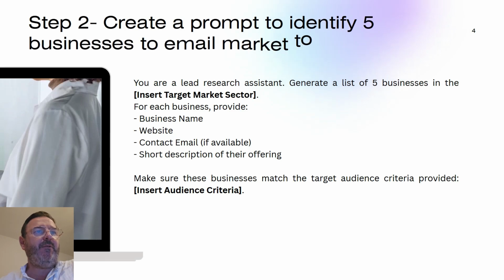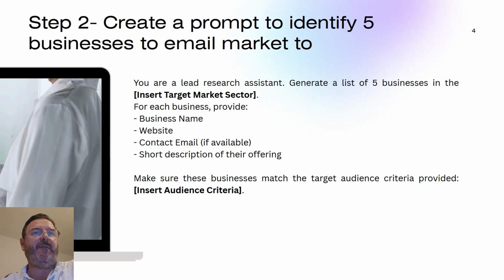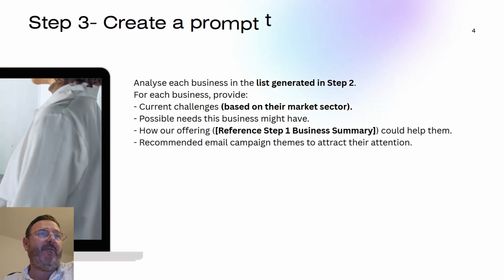Prompt 2, you are a lead research assistant. Generate a list of 5 businesses in the market sector we just identified. For each business, provide the name, the website, contact email if available, and a short description of their offering. Make sure these businesses match the target audience criteria provided, and then insert the result of the prompt we got before. So now we've got 5 businesses.